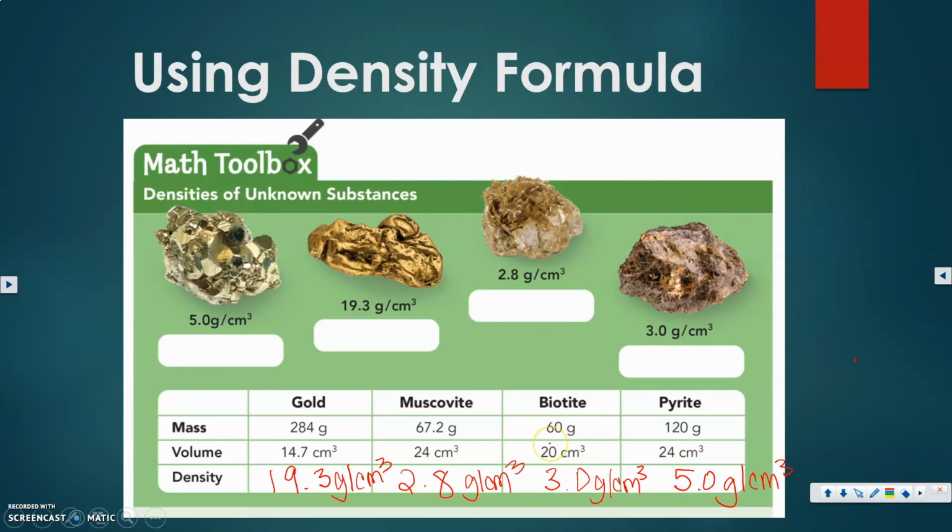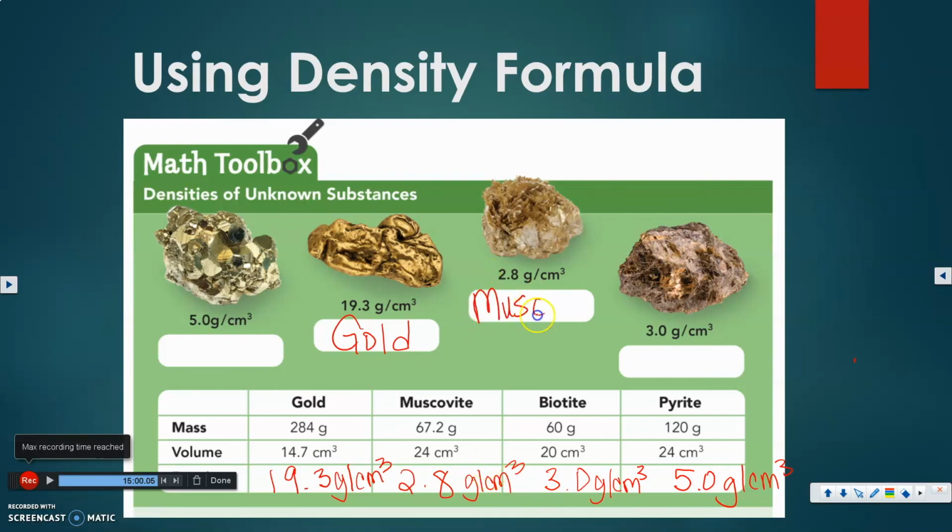So you can use these numbers down here to figure out which one is which. So we know that 19.3, this one is gold. 2.8, this one is muscovite. Then we know this one is biotite. And this one is pyrite.